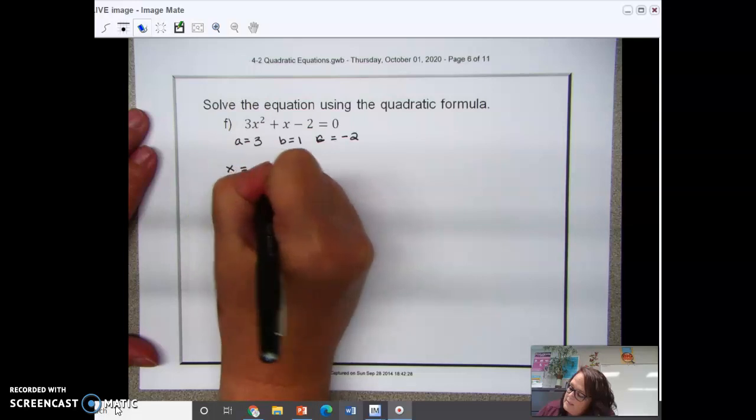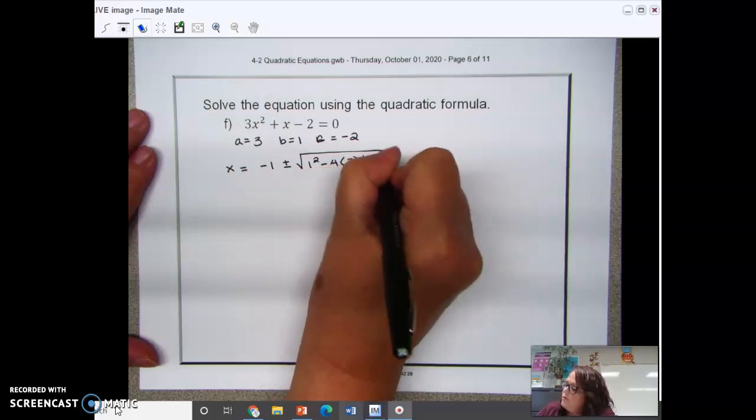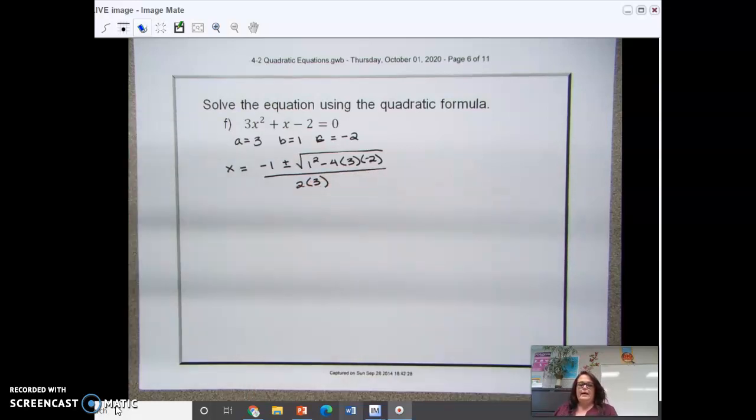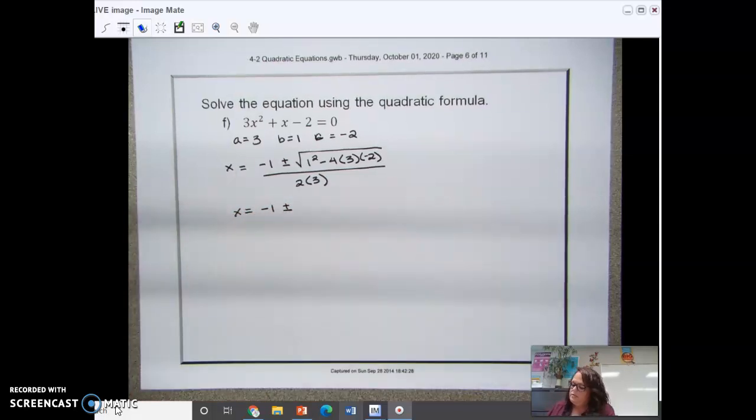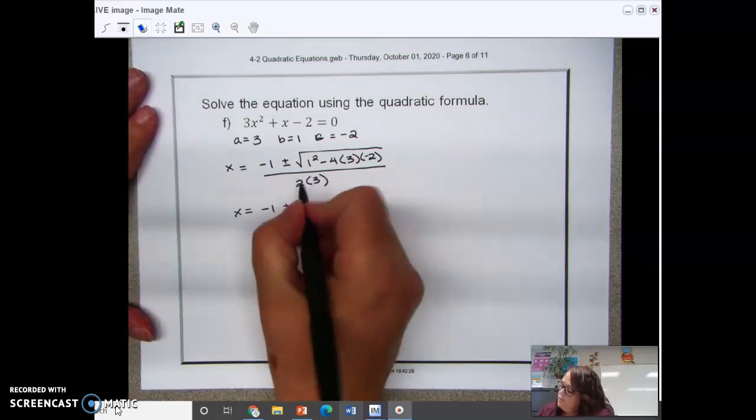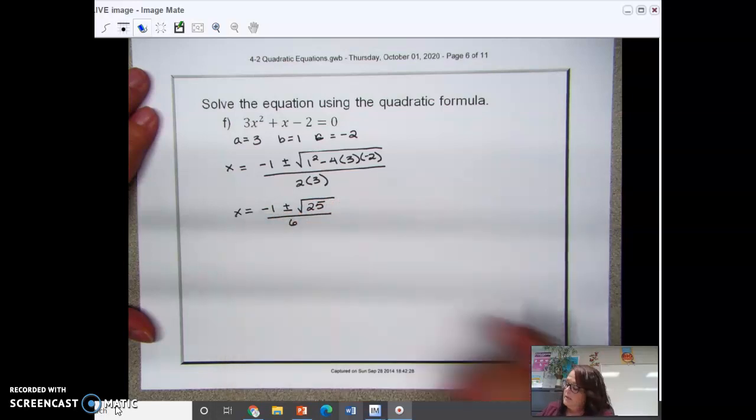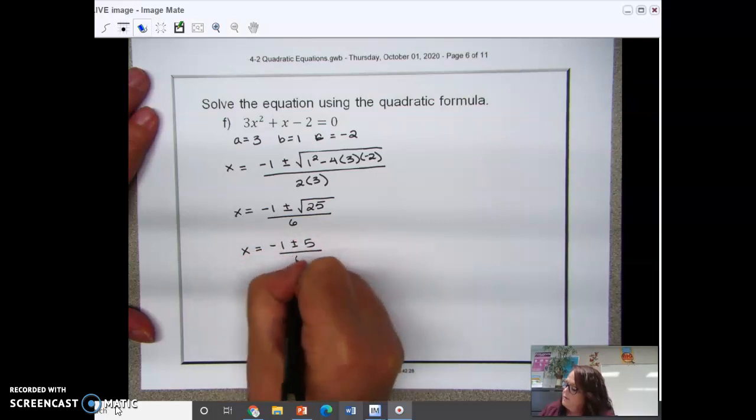So we get x is equal to -b plus or minus square root b squared minus 4ac. I always have to pause for a moment there. All over 2a. All right, so we get that answer. And so cleaning this up, we get x is equal to -1 plus or minus, and then in our calculators, if we do 1 squared minus 4 times 3 times -2, we get +25 all over 6. And so the square root of 25 is 5, right?